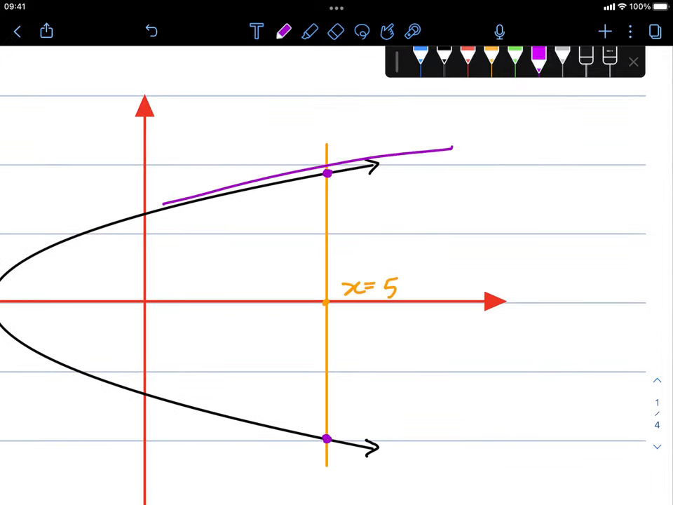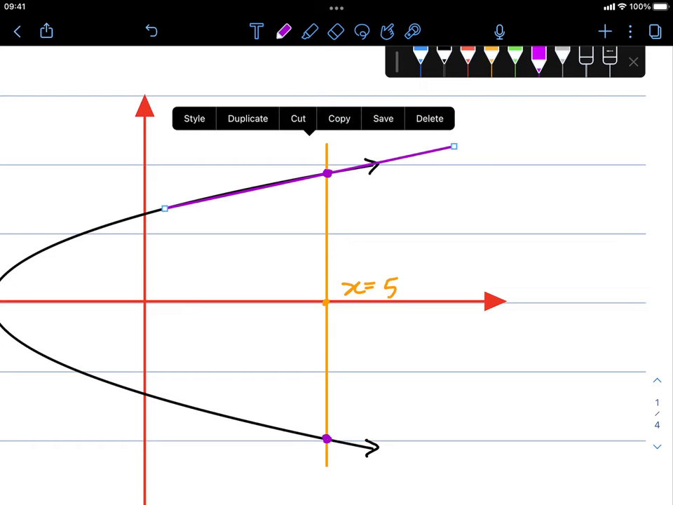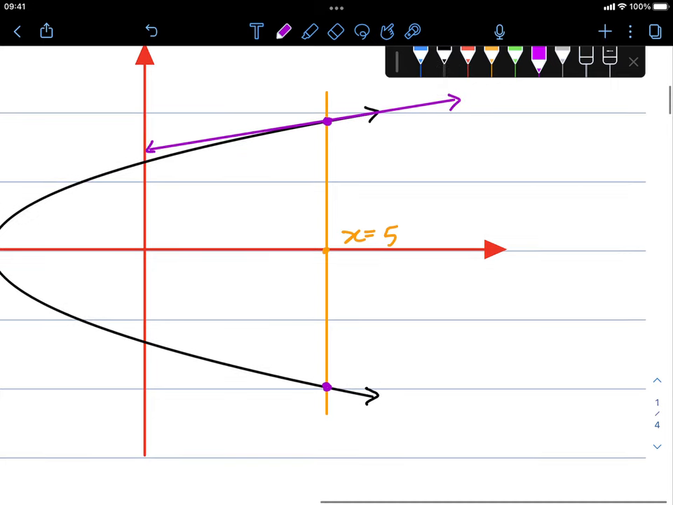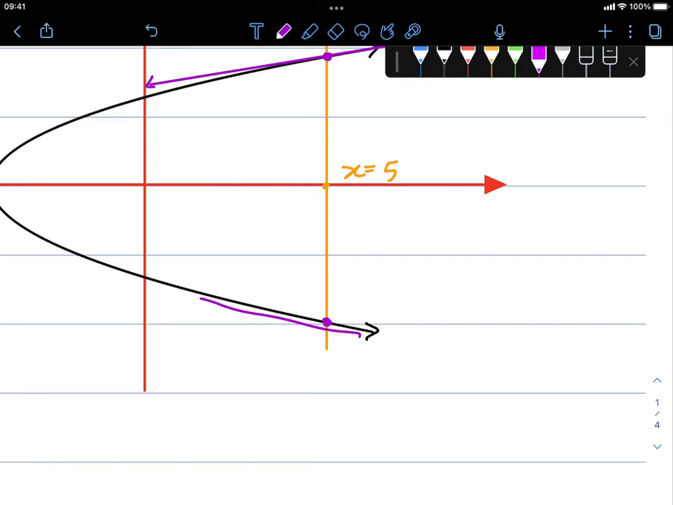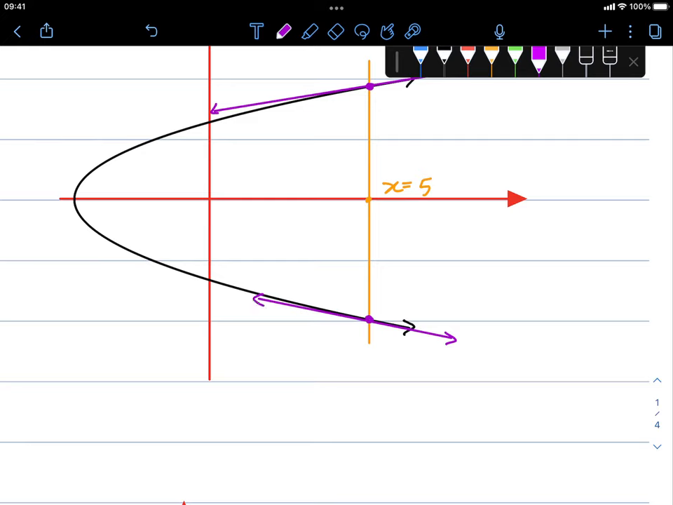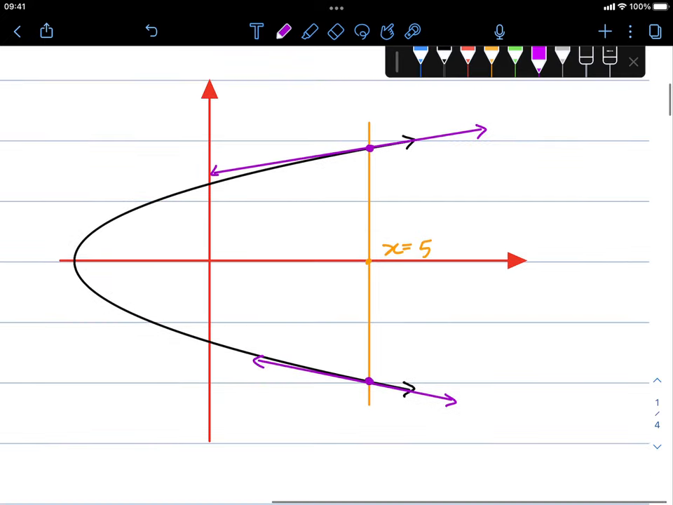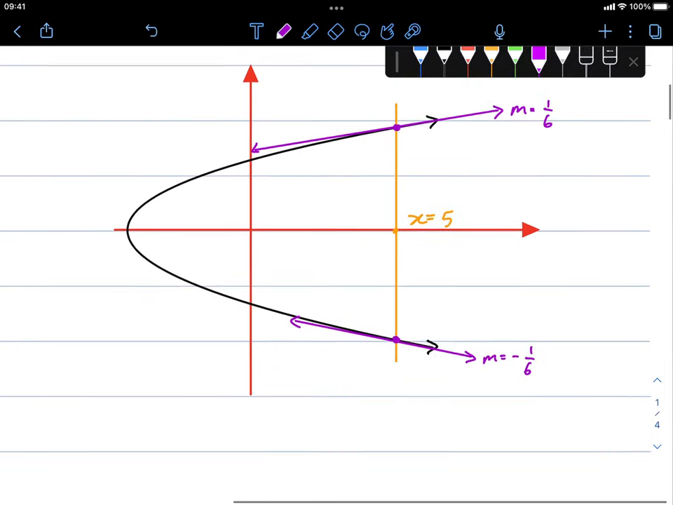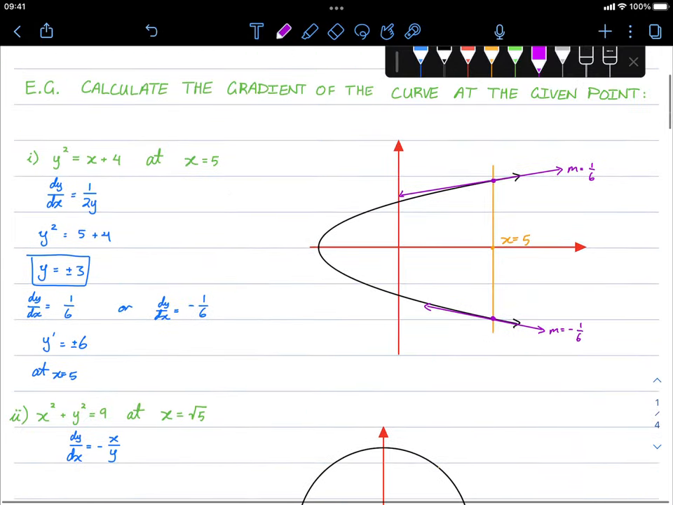The reason why we have two gradients at this point is exactly because at x equals 5, we actually have two tangents that can be drawn. One here and the other here. Not really accurately drawn, but I think you get the idea. From this, we can conclude that the gradient of this one is positive 1/6, and the gradient of this is negative 1/6. Hence why we have two different gradients at the point x equals 5.